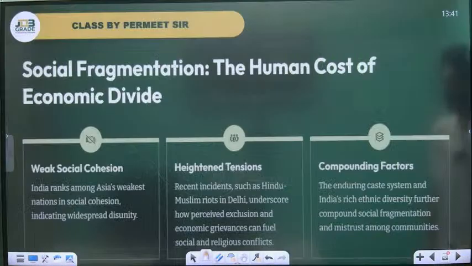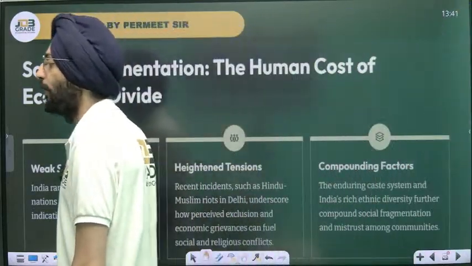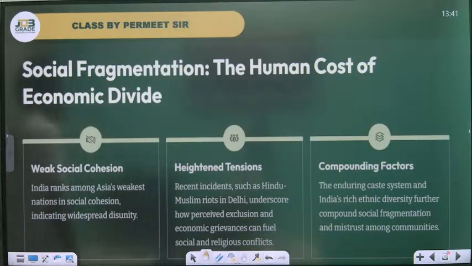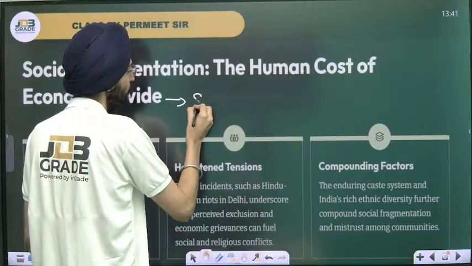Okay, let's move on to the next slide. Social fragmentation, the human cost of economic divide. How economic divide leads to what we call social fragmentation.